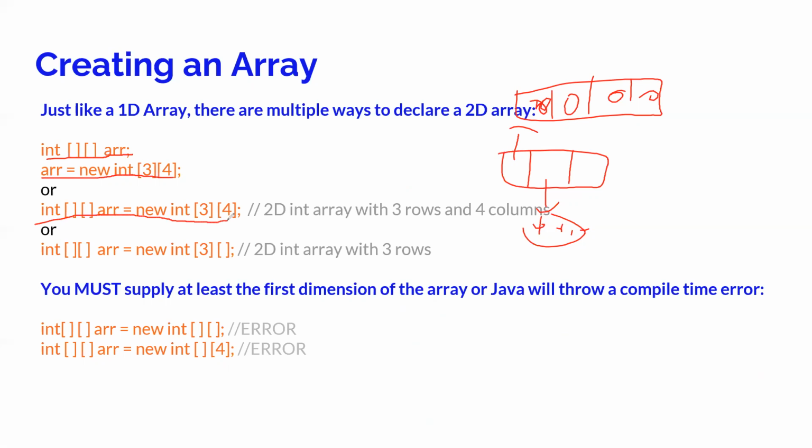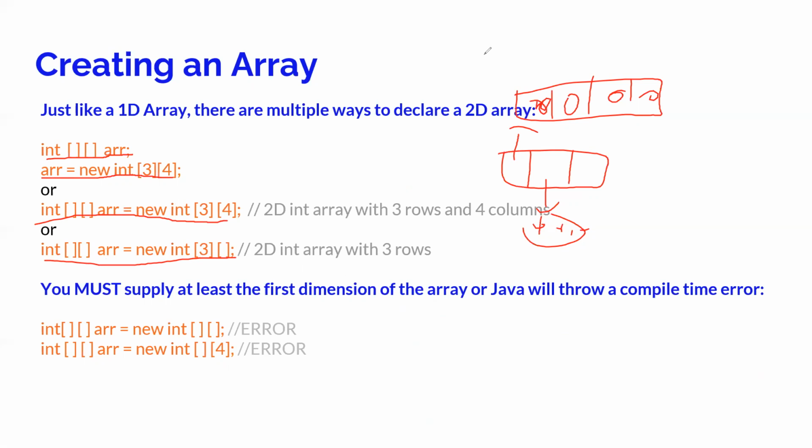You can also declare it like this, and that will also do the same thing because you do it all in line. Or this. What this does though is it just makes one with 3 rows, and then you can say how many columns later. Or it makes it with 3 elements, but you haven't defined how long each of the arrays are yet inside of your array.